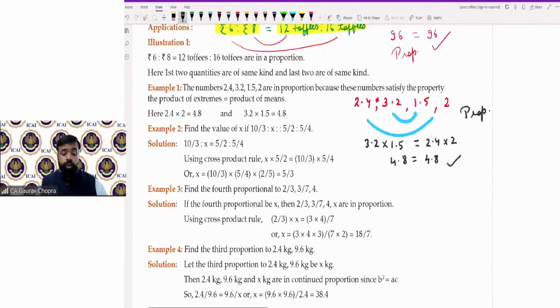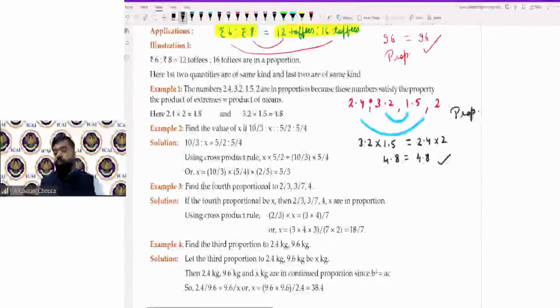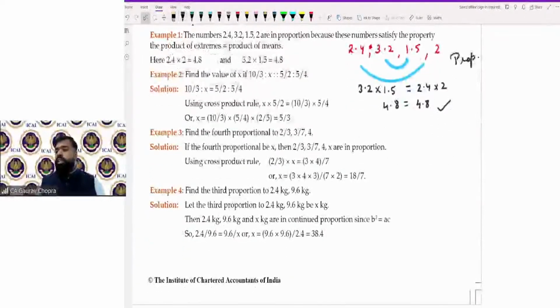So those who have late joined the class, you can start from the beginning. We have just covered one basic concept and not much till now. Okay.